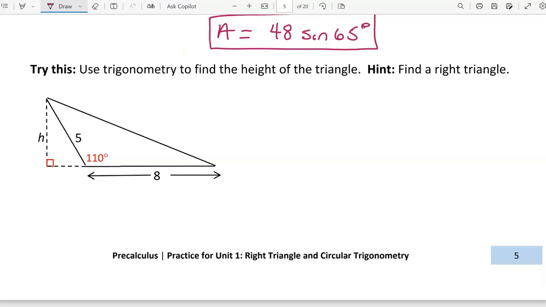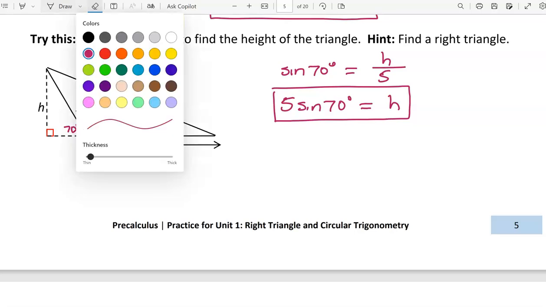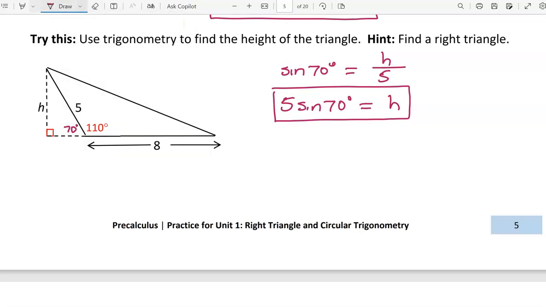So pause the video while you try this one. All right, in this one we were asked only for the height. Of course, we could find the area if need be, but we're only asked for the height, and the height is found by looking at this triangle that is exterior to the triangle. This is an obtuse triangle, so its height is found outside the triangle.